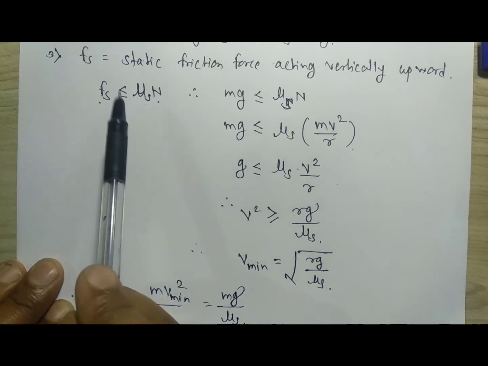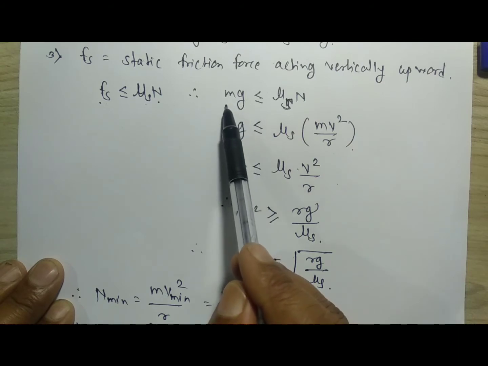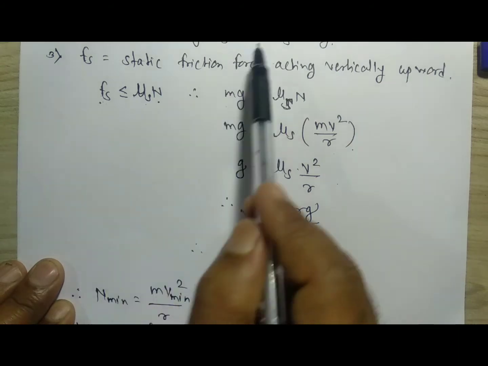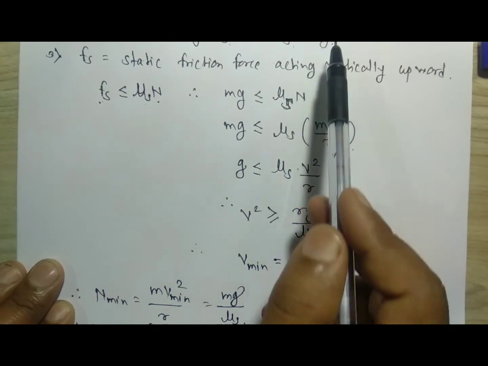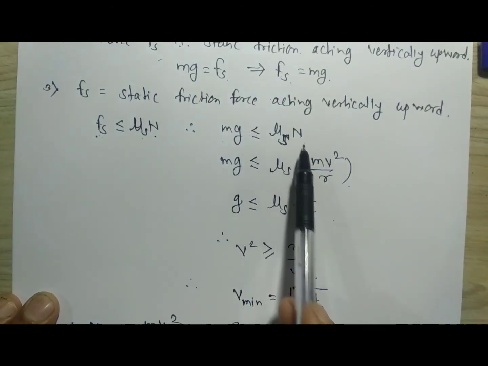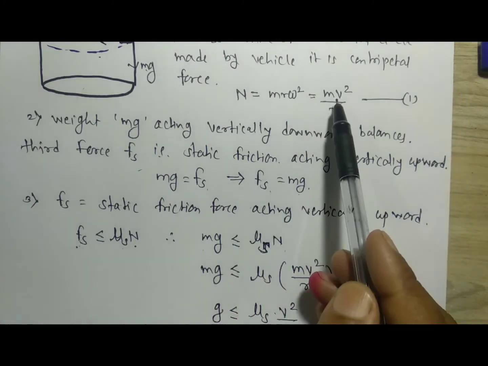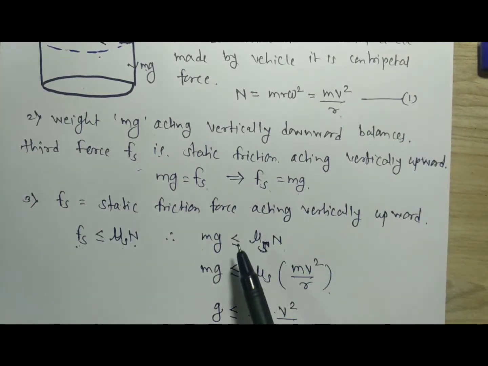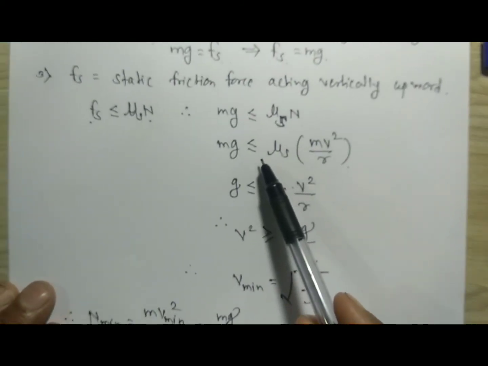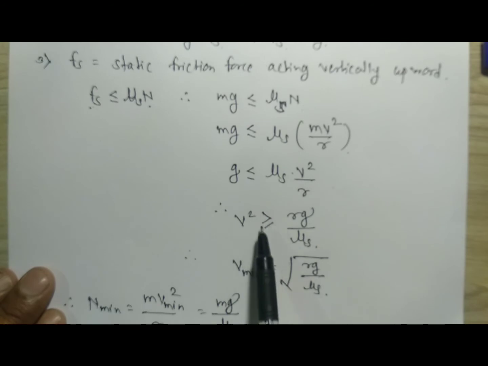It has the upper limit related to that one, and at that time you will get the consideration of mg is less than or equal to, because Fs is nothing but mg, and therefore mg is less than or equal to mu s into n. We put the value of n as mv square divided by r, and putting it inside the equation you will get mg, and you will get v square is greater than or equal to rg divided by mu s.